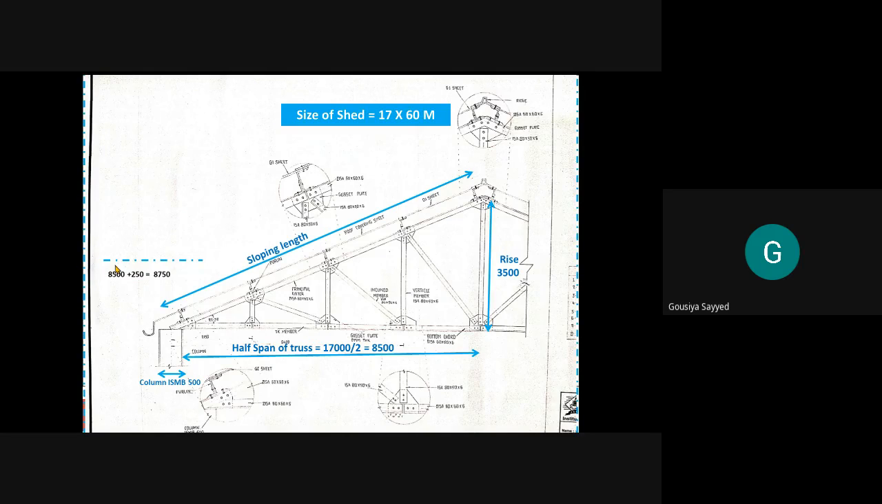First, you have to draw a center line. What is the dimension of this center line? It is from the center of this column to the ridge line, which is 8.5 meter plus half of 500, that is 250. So this one is 8750. Then draw a center line of rise of distance 3.5 meter, and connect these 2 points by an inclined line, nothing but the sloping line.